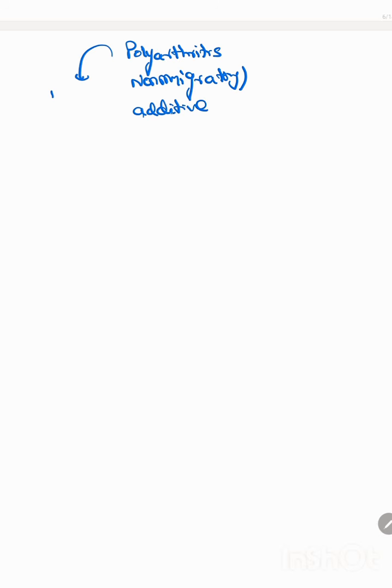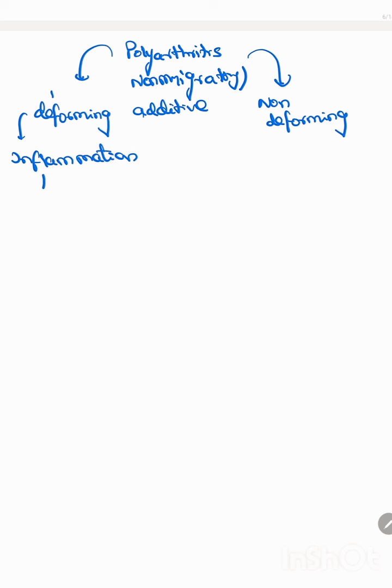So any polyarthritis that is non-migratory or additive will in turn be divided into deforming and non-deforming. Deforming means there is inflammation plus scarring. Non-deforming means only inflammation.